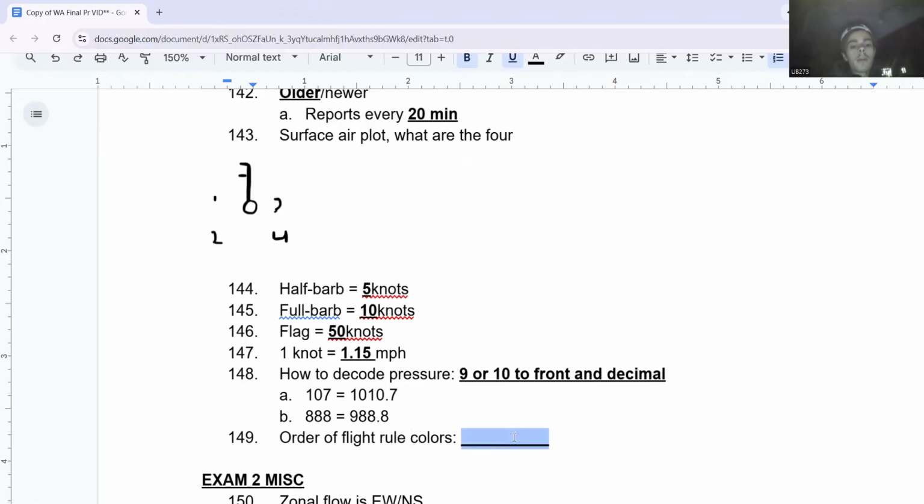All right, order of flight rule colors. We will have colorful plots that can be 4 different colors, and the color tells you how good the visibility is. The order that you can remember is GBRM. For me, I remember it with a weird story.